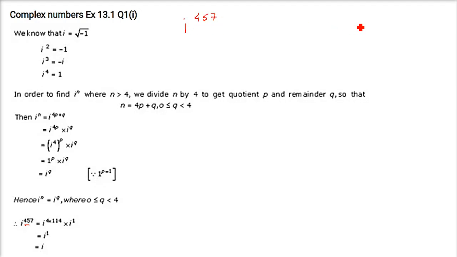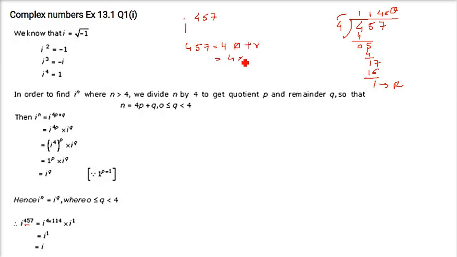We have to divide it by 4. 4 ones are 4, 4 ones are 4, 4 fours are 16. So this is the quotient, this is the remainder. So this number 457 can be written as 4 multiplied by the quotient plus the remainder, that is 4 into 114 plus 1.